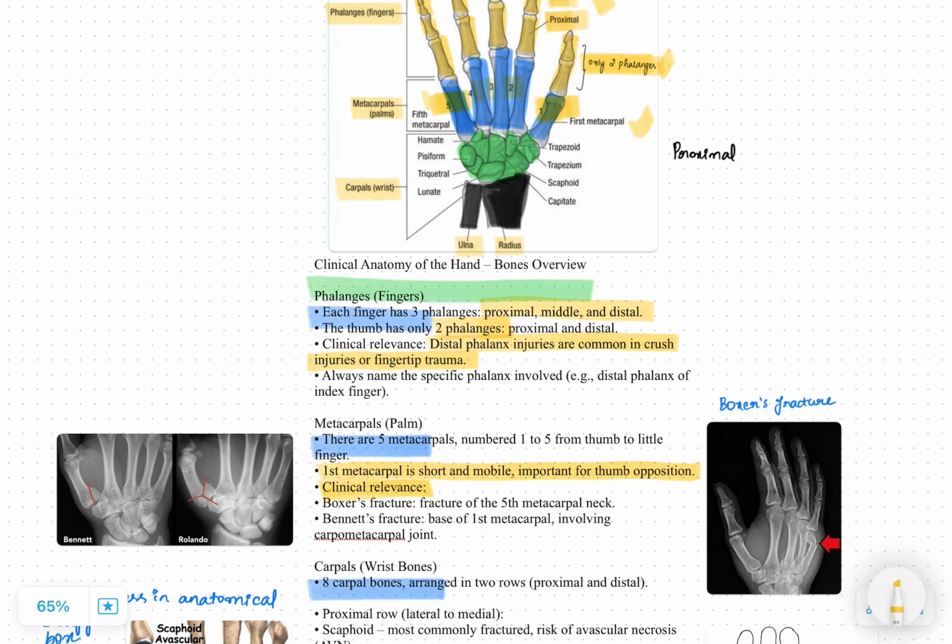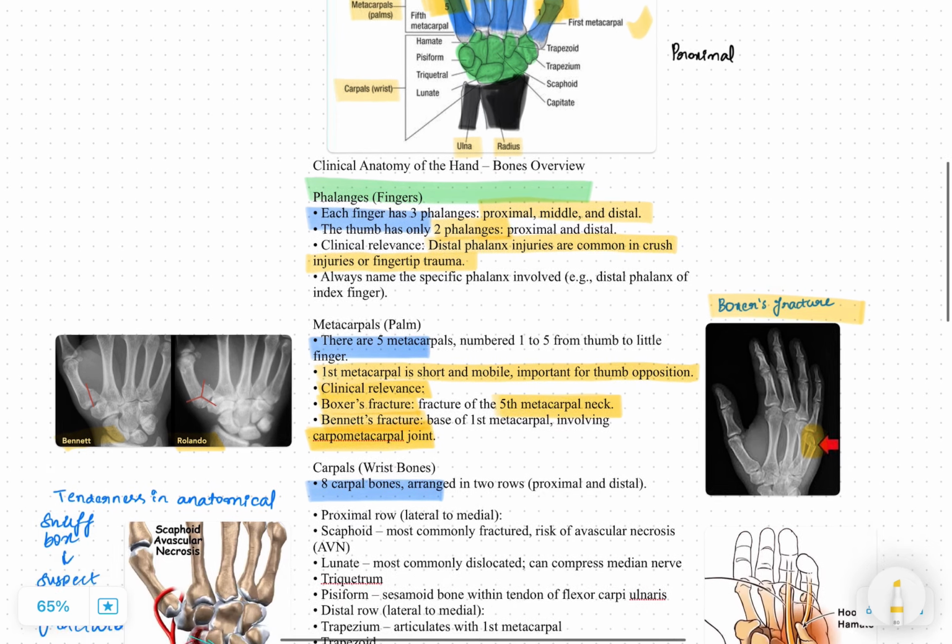Clinical relevance is Boxer's fracture, which is a fracture of the 5th metacarpal bone, as you can see here, and which involves the 5th metacarpal neck. Bennett's fracture and Rolando fracture are the fractures of the first metacarpal, at the base of the first carpometacarpal joint. This is the clinical relevance.